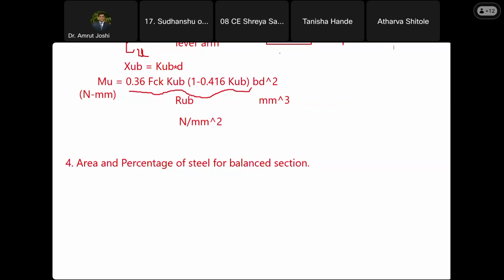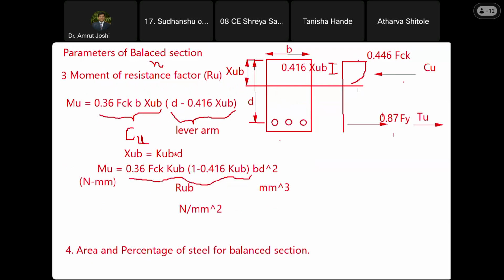So I will write Mu is equal to now Tu multiplied by lever arm, instead of writing it as Cu multiplied by lever arm. And we already know that Tu is 0.87 Fy. The stress here is 0.87 Fy and the area of steel that I am going to provide, I will call it as ASTB.